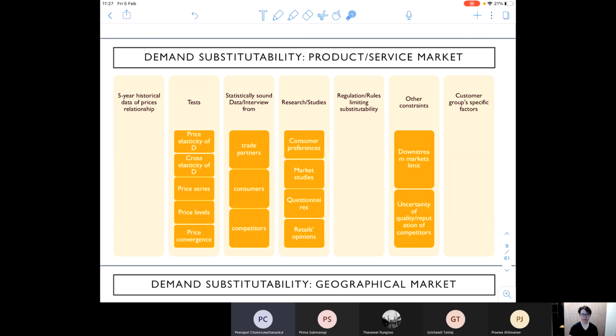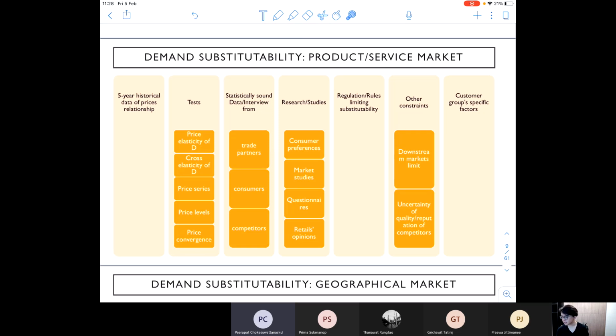So this I just show, right? Could be all this information that I talked about. You collect the data from all possible parties: trade partners, consumers, or competitors. And you can do this consumer preferences. As I said, the exit poll is actually called consumer preferences or market study, right? You go out and you ask people. You just give out a questionnaire, collect them, and analyze the data. And you can ask, is there any sort of regulation that limits the substitutability, right?